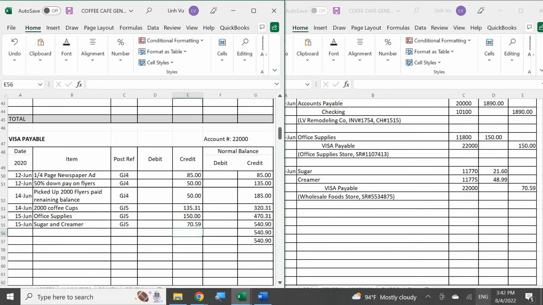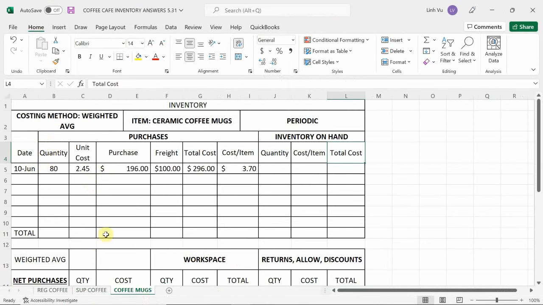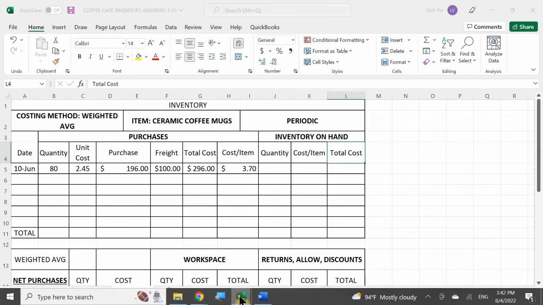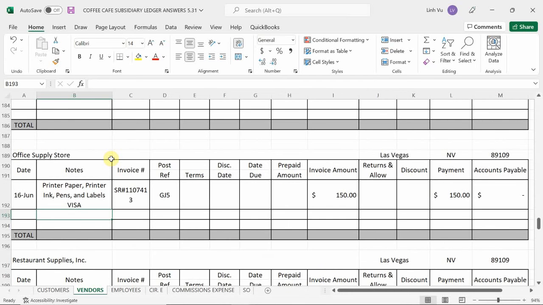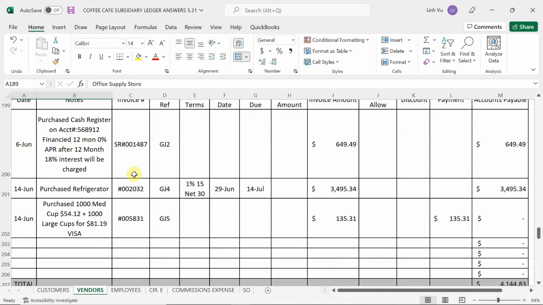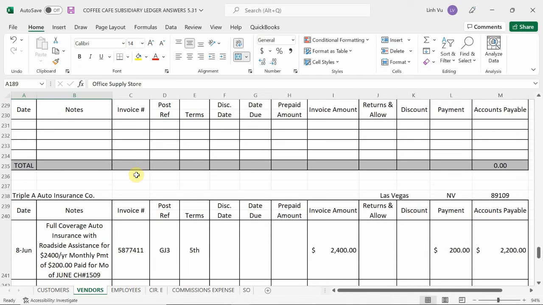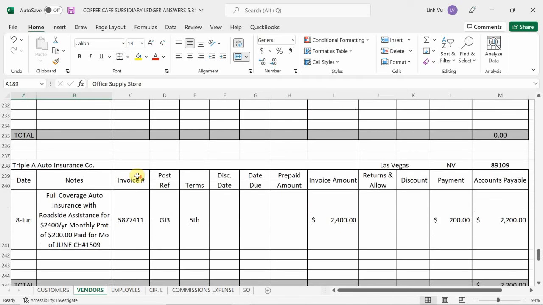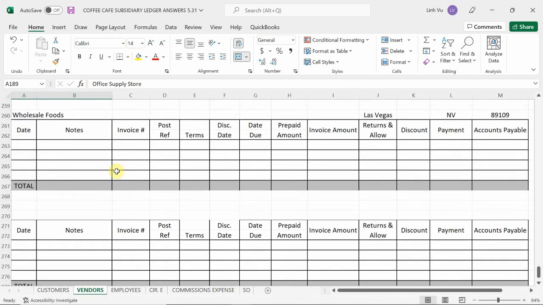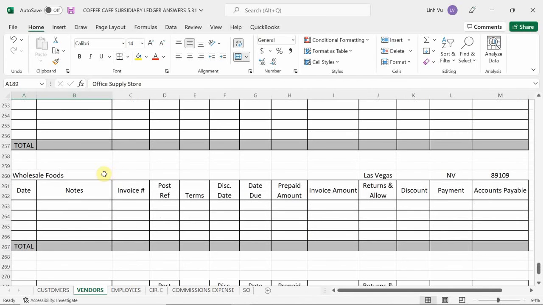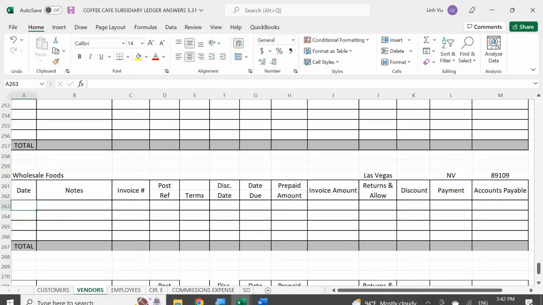And then finally we update our sub ledger for the vendor. Yes, because in case for any reason we need to return any of the sugar or any of the creamer, maybe you accidentally bought the wrong one, wrong flavor. It's supposed to be non-dairy. You select the wrong one. For any reason that you need to return it, that's what this is used for. Okay, there you go, wholesale food store.